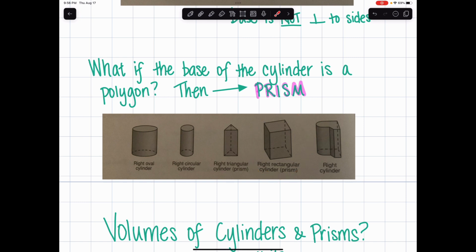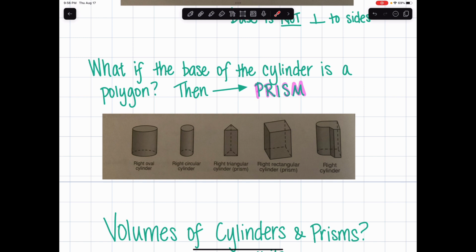What does it mean, right? These are 90-degree angles. This is also a right cylinder, but it doesn't really have a specific name, the bottom is just a weird polygon shape. Okay, so that's just called a right cylinder. It's right because it's still 90 degrees, like it's not slanted like the Leaning Tower of Pisa. It's straight up and down.